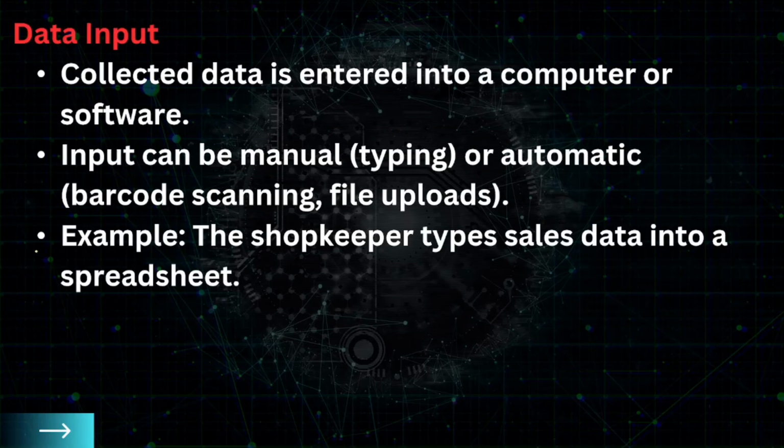Next one is data input. What is the meaning of data input? Whatever data was collected, you enter it into the computer or software. That is called data input. Input can be manual, where you type it, or automatic, which means barcode scanning or file upload. Everything we can consider as an input. Example, the shopkeeper types sales data into a spreadsheet.